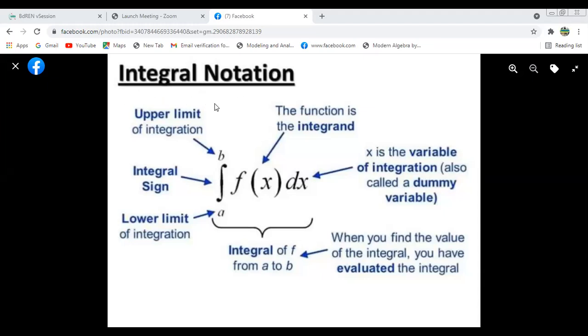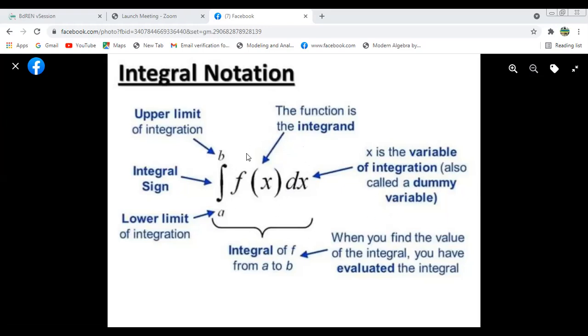First of all, for the integral notation, this is the integration of f of x with respect to x. This is the definite integral because real values are assigned: the lower limit is a and the upper limit is b. Since limits are given, it is called a definite integral. This is the upper limit, this is the integral sign, this is the lower limit of the integration, and this is the function whose integration you have to find, and dx is the operator. This x is the variable of integration, also called the dummy variable.